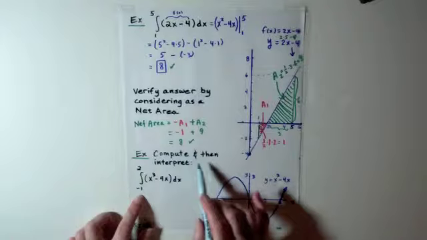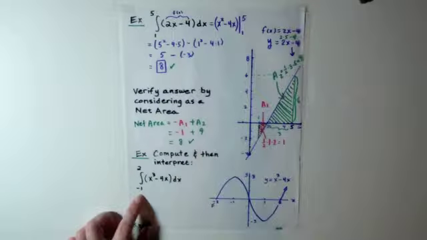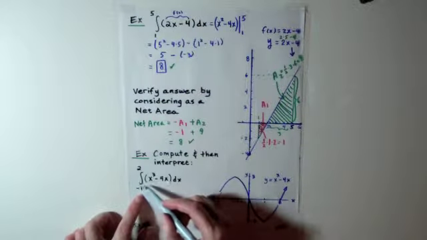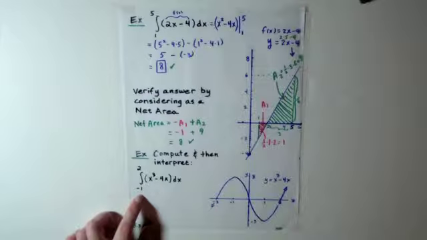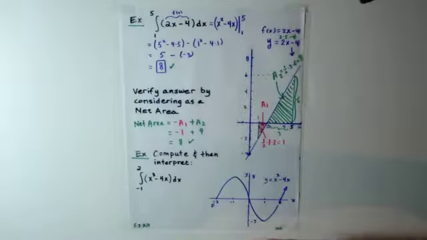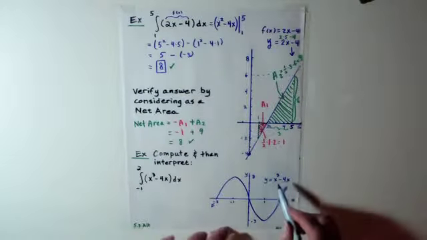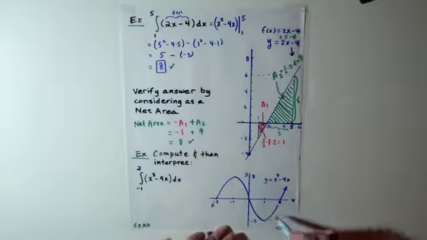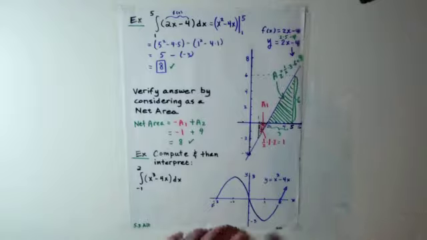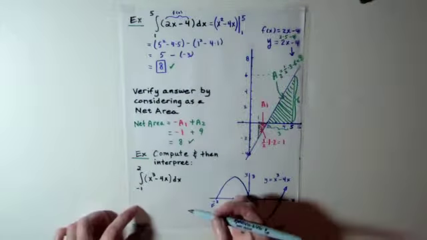This says compute and then interpret. So let's see if we can do that. So we just want to go ahead and compute this definite integral. That is our first job, and then we'll worry about interpreting it as some kind of area or net area. The curve, by the way, is y equals x cubed minus 4x, and I've actually graphed that roughly over here for us. Okay, well, let's just do the definite integral, then we'll worry about interpreting it later.